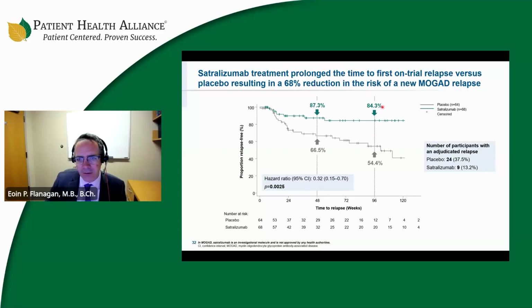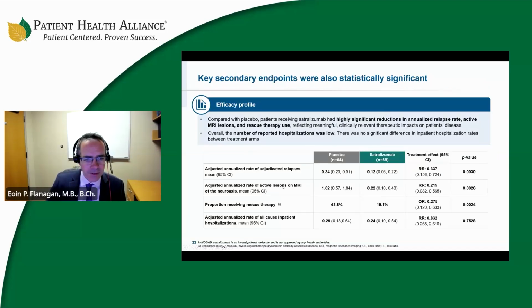So this was really exciting, because this is the first time we've had a medication that looks like it's effective for MOGAD. Now, this medication is not yet FDA approved, but in the future, it may become FDA approved. So it seemed to work well in this condition. They looked at some of the secondary endpoints, and again, looking at annualized rate of relapses, how many MRI lesions you had, how much rescue therapy you needed. It seemed to work very well across all of those endpoints.